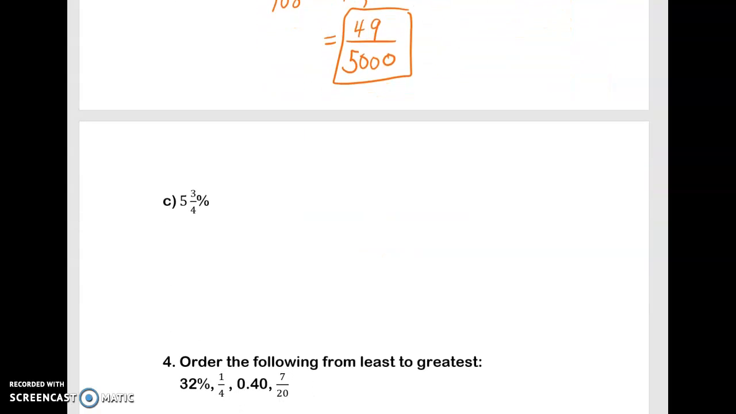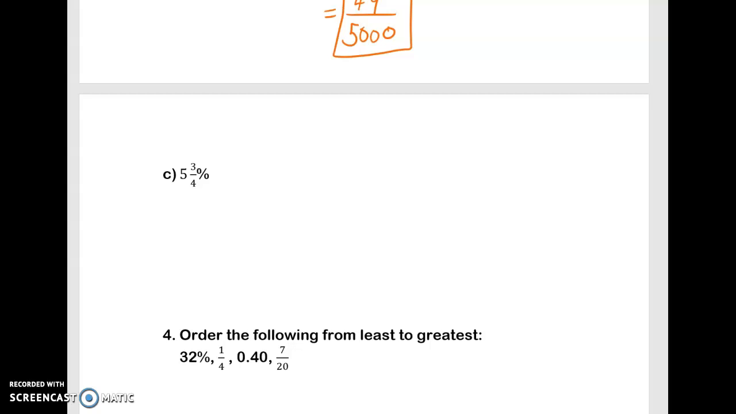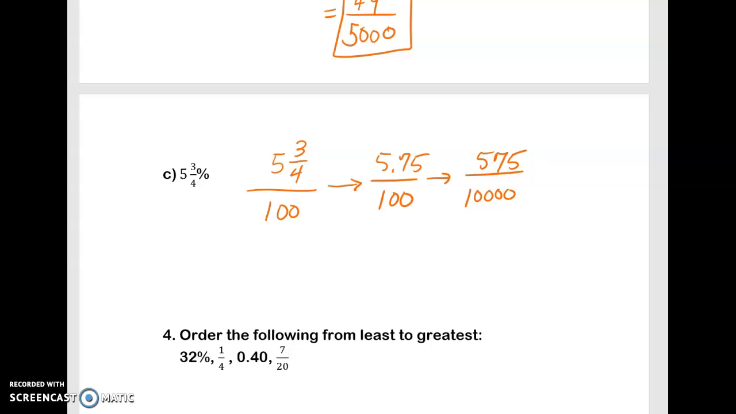Okay, 5 3/4%. You're going to do the same thing again. 5 3/4 out of 100 is what number? Well, that's 5.75 out of 100. I can do the same thing as I did in the previous one, where I said, well, that's just 575 over 10,000. So what I did was, in order to get rid of the decimal in the numerator, I multiplied the numerator by 100. But that means in order to keep the number the same, I need to multiply the denominator by 100. So it's 575 over 10,000.